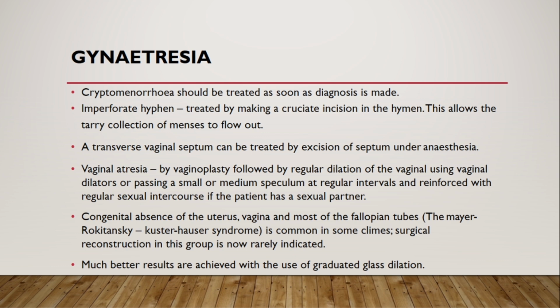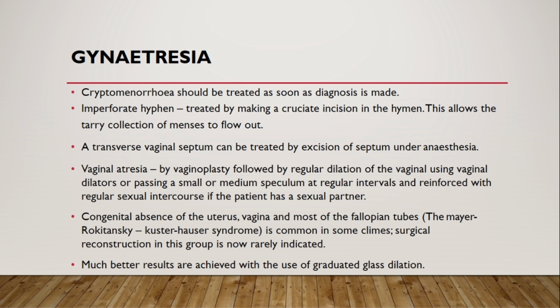Then just allow it to flow, put a drain there for some time and allow it to flow gently out for over 2-3 days. Where there is vaginal atresia, or vagina is not developed, you can now do a vaginoplasty, a reconstructive vagina in the normal place. You do a reconstructive vagina that is called vaginoplasty.